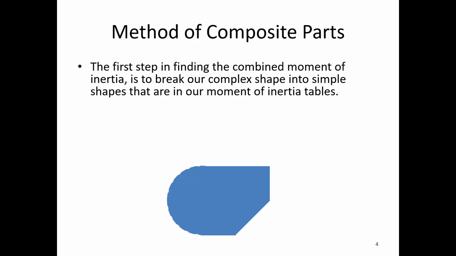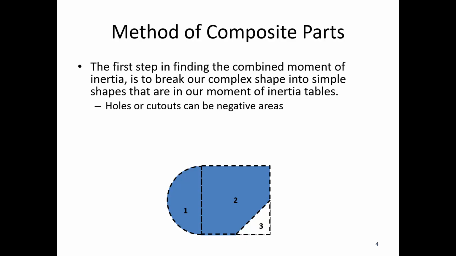The first step in finding our combined moment of inertia is to break our complex shape into simple shapes that are in our moment of inertia tables. For the shape below, for example, I might break this into three pieces. I've got a semicircle over there on the left. I've got a square or rectangle for shape 2. And then I've got a triangle in that bottom right corner. Those holes or cutouts, we can count as negative areas. So do pay attention to the holes or cutouts, or subtracting area, as a way to work with this as well.